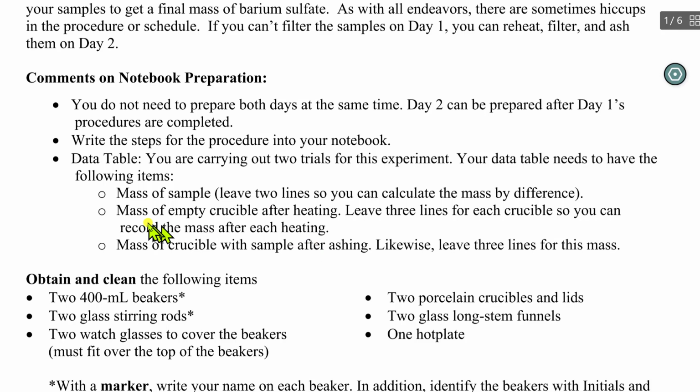You're going to need the mass of the empty crucible after heating. You actually have to heat the crucible a couple of times to make sure the mass is stable. You'll do the same thing with the sample after you ash it. So you need to leave 3, maybe 4 lines for mass. You don't weigh it before you heat it, but you weigh it after you heat it, then let it cool, heat it again, and weigh it again, and you'll be able to determine whether or not your mass was stable.